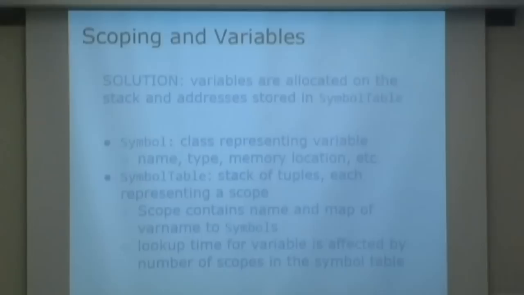To keep track of our symbols, we need a scope. Scopes are basically mappings of variable names to symbols. We keep track of our scopes using a symbol table, which is a stack that you can push and pop scopes off of when you exit and enter scopes. So it's pretty easy to implement. This is also written before I started contributing. But this also indicates that the lookup time for a given variable is limited by how many scopes you are currently in.